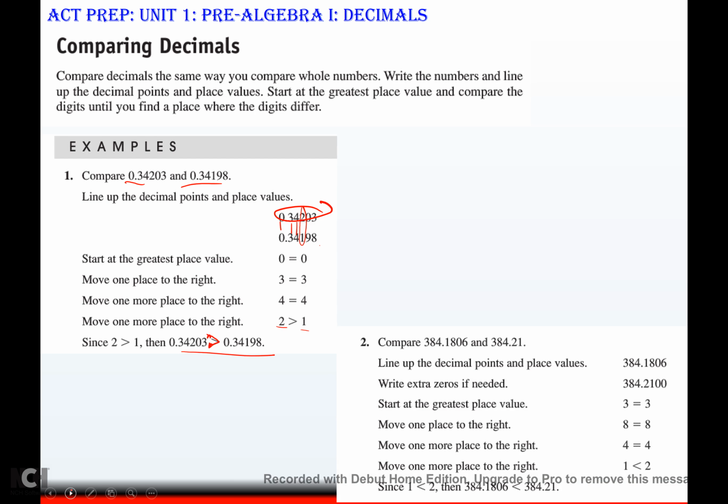Alright, if I compare these two numbers, I line them up. The 3's match, the 8's match, the 4's match. And here you've got a 1 and a 2. 2 is bigger, so the 384.2100 is bigger than the 384.1806. So we make the alligator, again, eat the bigger number.